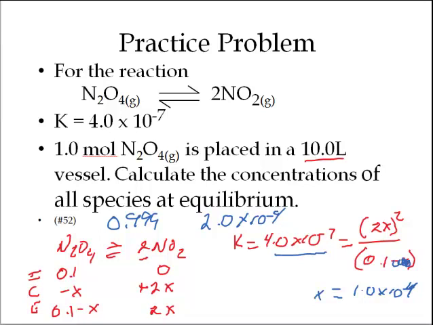Now, just to double check, is this value right here, 2.0 times 10 to the minus 4, 5% or less than 0.1? Well, absolutely. And so we know that this is a valid problem. All right, so there we go. A special way to do these with a small k.